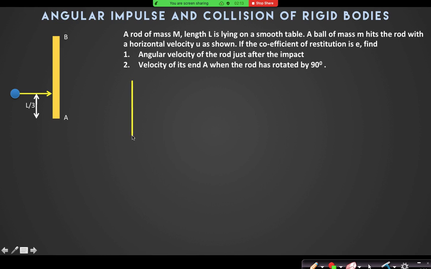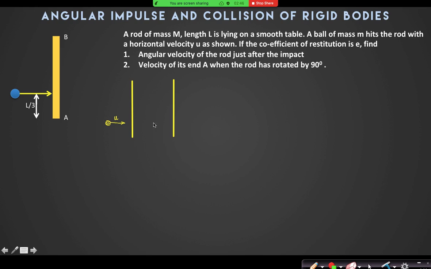So the situation looks something like that. It is a rod and there is a ball that is coming towards the rod and it hits the rod with a velocity of u, and the collision is elastic. So the collision is okay, the coefficient of restitution is given. So after collision, if I draw the situation, it will look something like that.